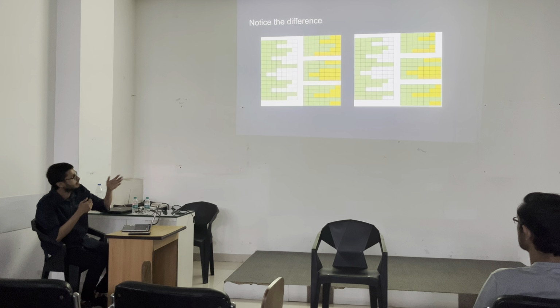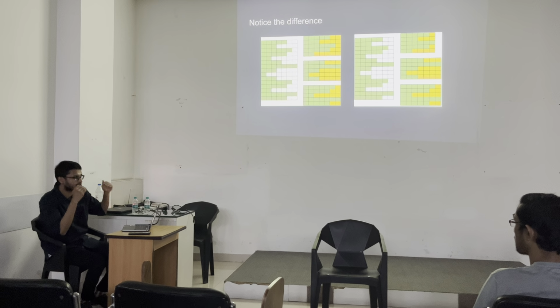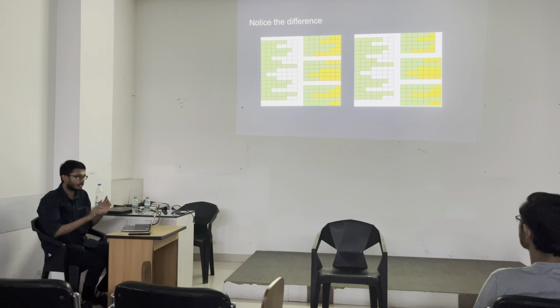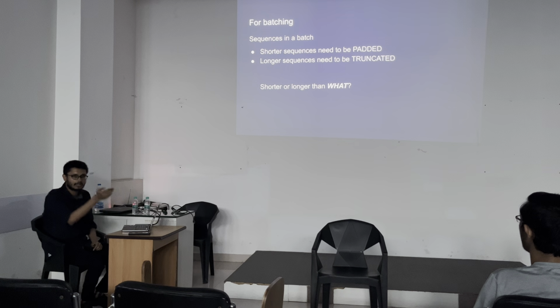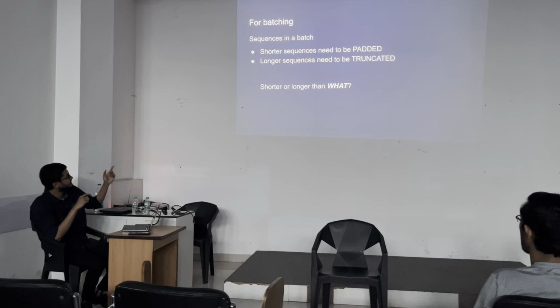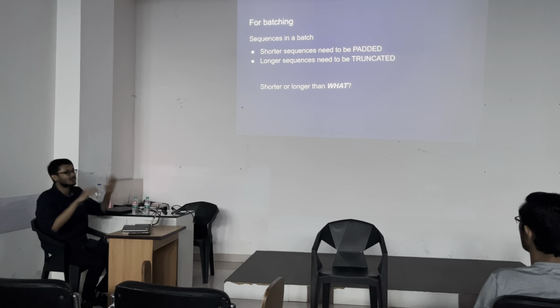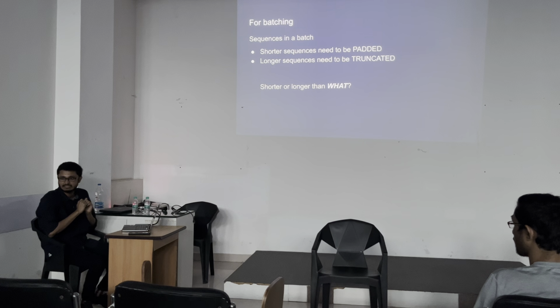Cool. But anyway, the idea remains pretty simple. Instead of padding with some predefined global sequence length, we pick the maximum length sequence from a particular batch, and we use that value to pad a batch of sequences. Clear up to this bit? Cool. And again, let's revisit this. Sequences in a batch: shorter sequences need to be padded and longer sequences need to be truncated. But shorter or longer than what? Exactly what?